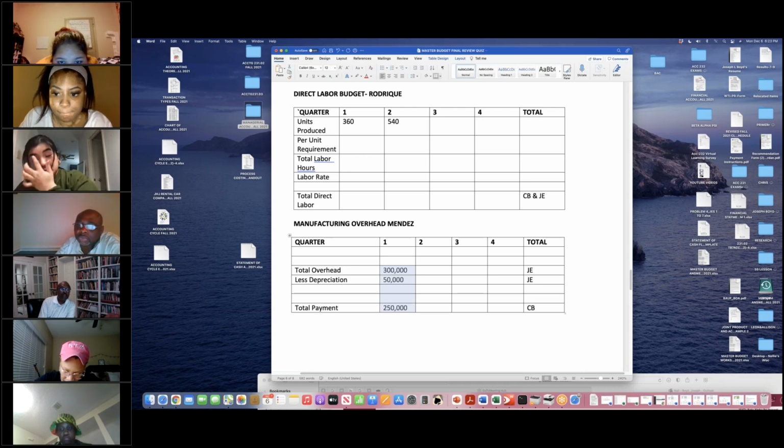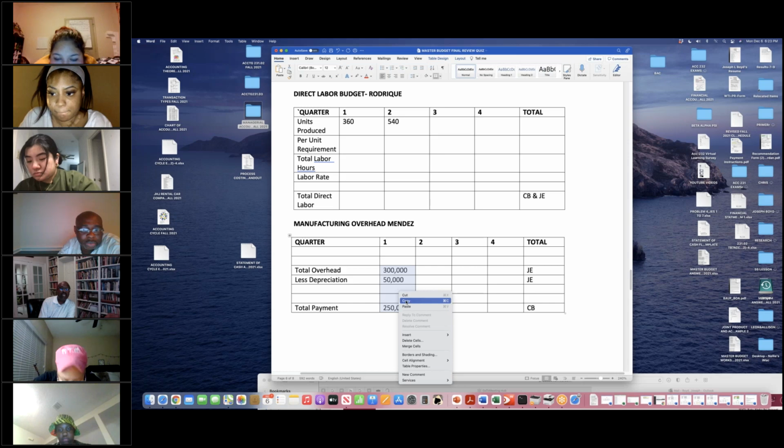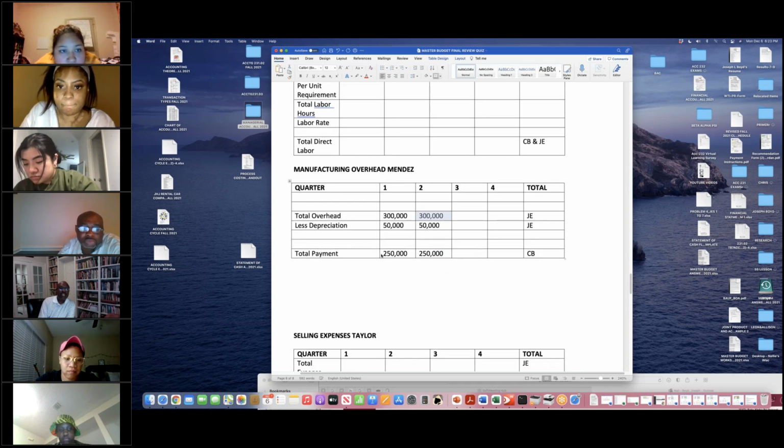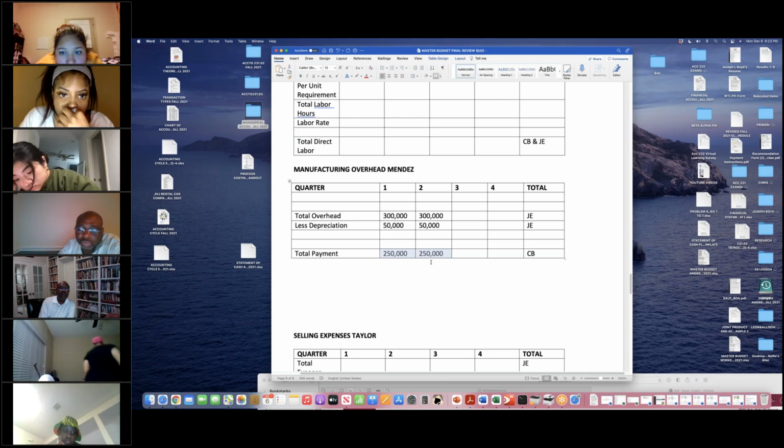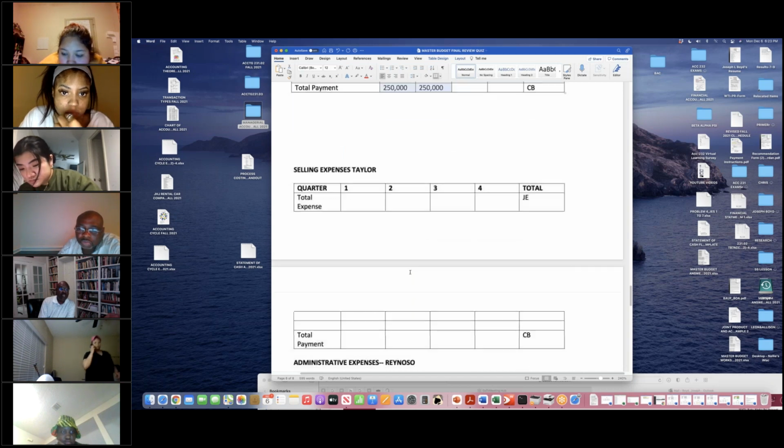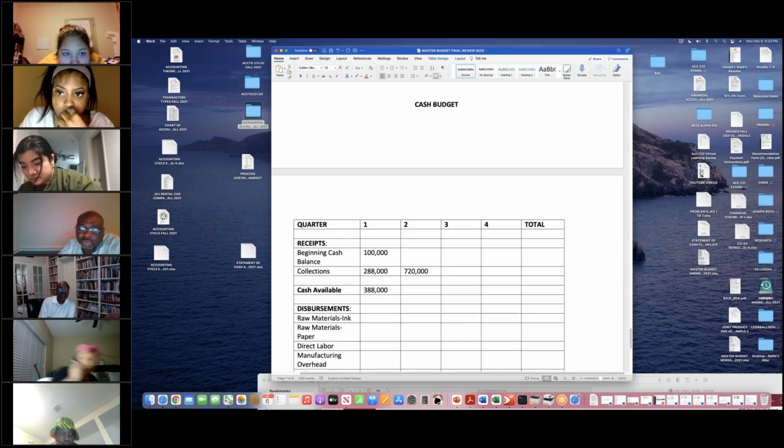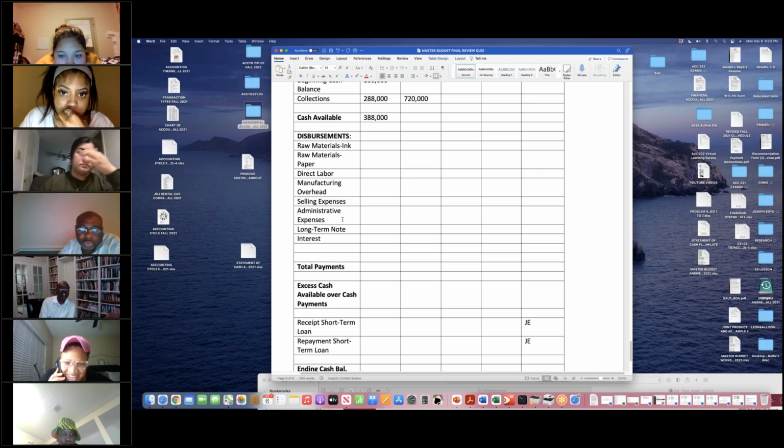That's gonna be the same for both quarters. So what we do in the first quarter on a fixed cost, we can then copy it and paste it, and we're done. And then we're gonna take these payments down to the cash budget. Say that we gotta pay this much.